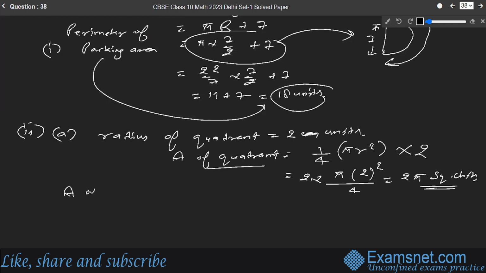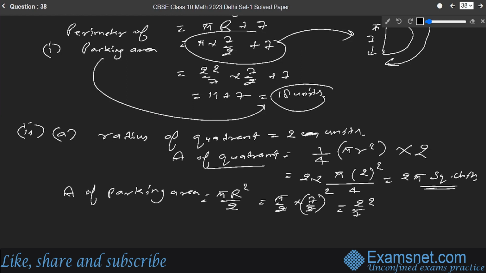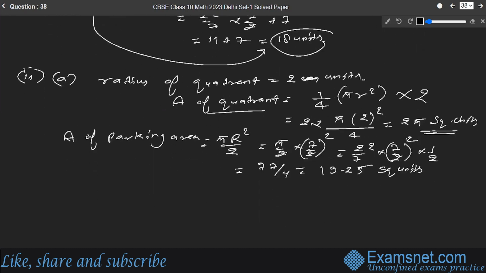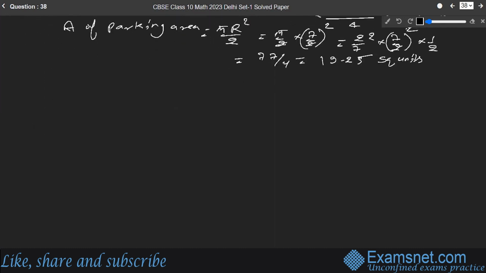Now let us find out the area of the parking area. The area of the parking area is pi r square by 2, that is pi by 2 into 7 by 2 whole square, because the radius of the parking area is 7 by 2. So it is 22 by 7 into 7 by 2 whole square into 1 by 2. If you solve this further, it comes out to be 77 by 4, that is 19.25 square units. This is the ultimate value of the area of the parking area.